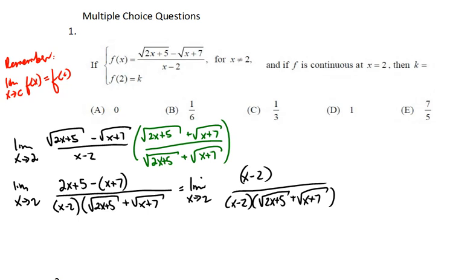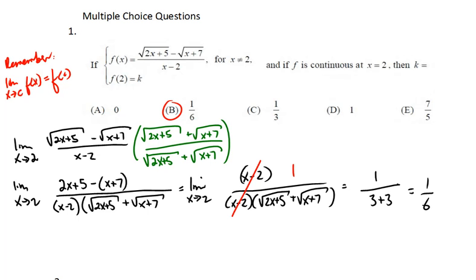And we cancel the x minus 2's. We'll be left with a 1 in the numerator over square root of 2x plus 5 plus square root of x plus 7. And at this point we can plug in x equals 2. 2 times 2 is 4 plus 5 is 9. Square root of 9 is 3. 2 plus 7 is 9. Square root of 9 is 3. And so we're going to get 1 over 3 plus 3, which is 1 over 6. And the selection would be B.